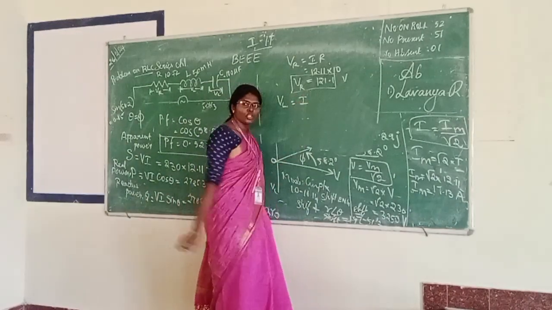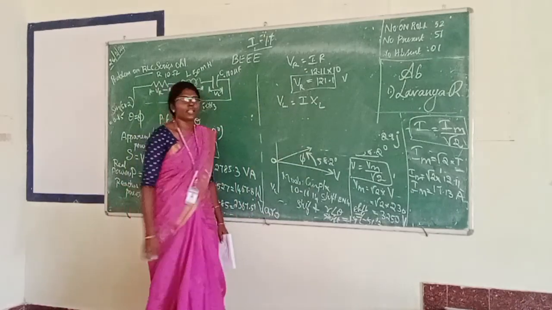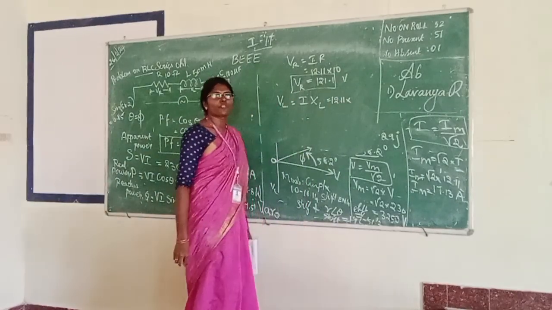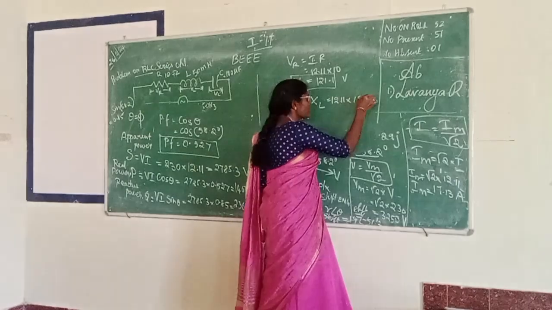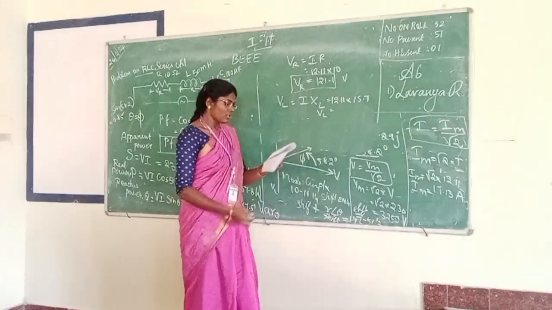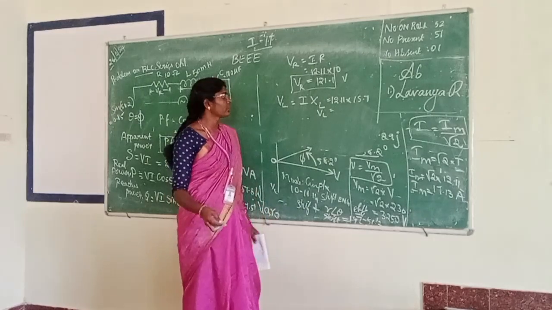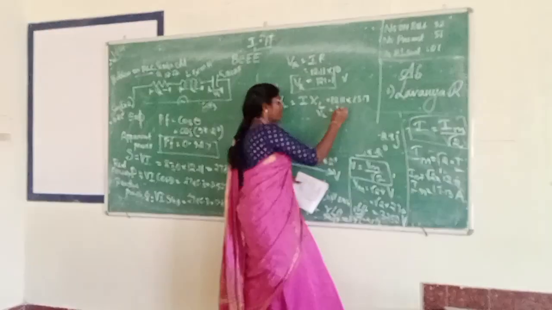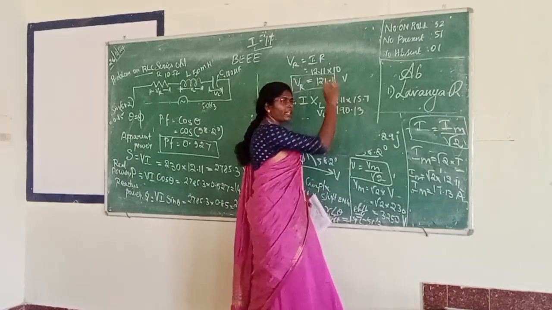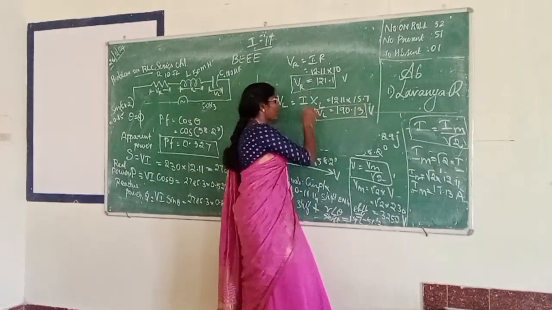Next, voltage across inductance. I into XL. What is the value for XL? We found 15.7. So, what is the VL then? Voltage across inductance is 190.127, right? That is in volt. This is for voltage across inductance.